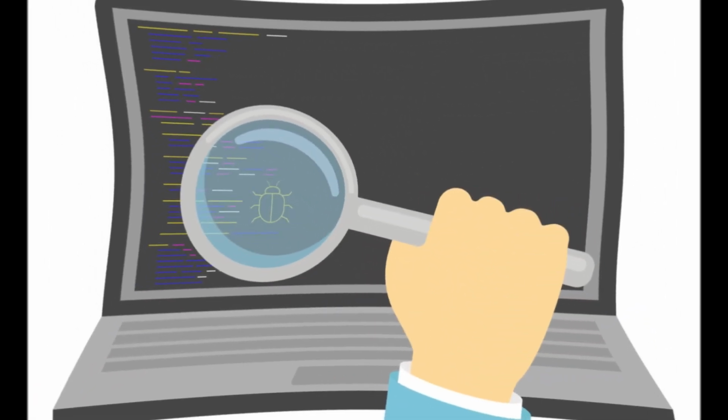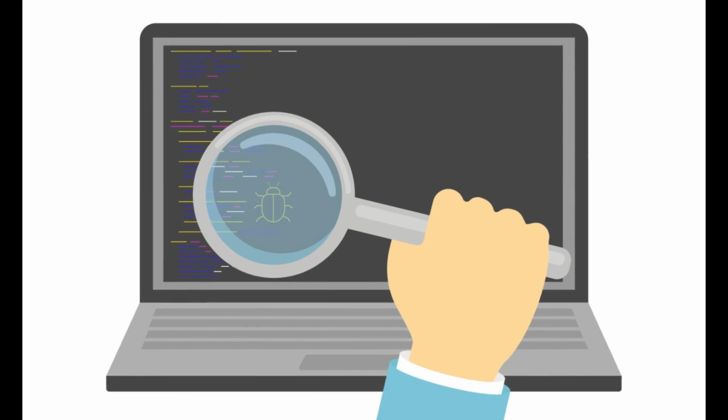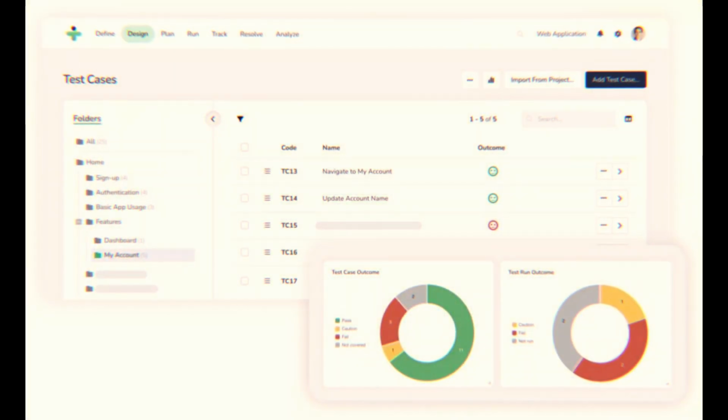Phase 5, testing. After the development, we test the system. Types of testing include unit testing, integration testing, and system testing. The goal is simple: find and fix errors before users do.